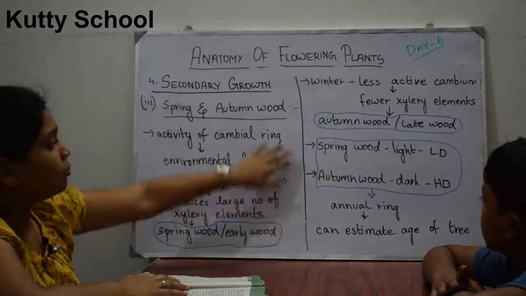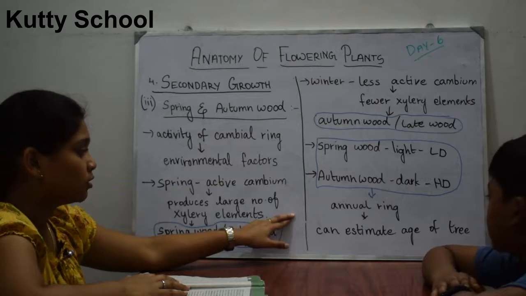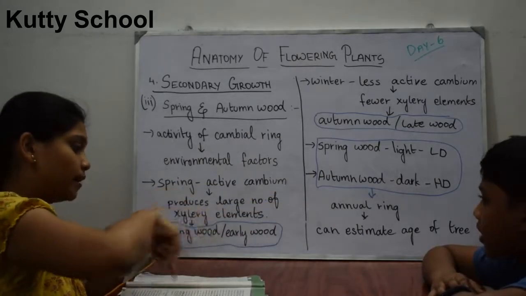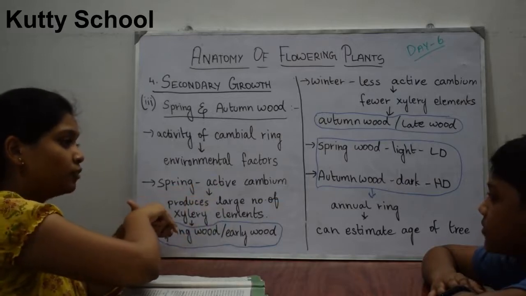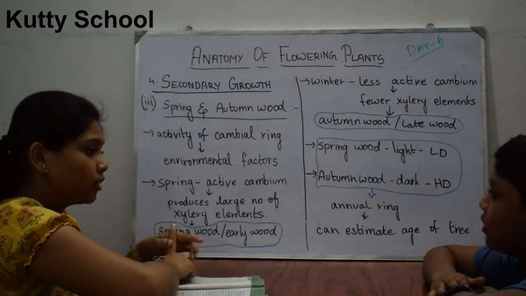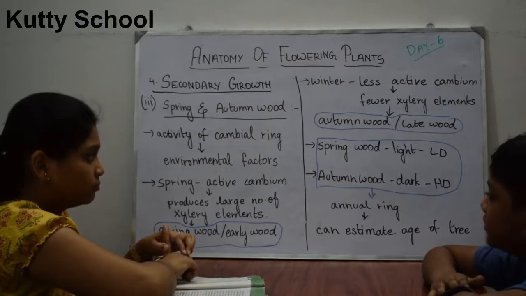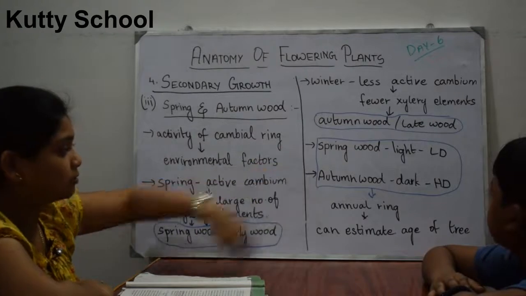The combination of both these rings forms annual rings. So if you cut a stem like this, there will be many rings, right? Light, dark, light, dark. If you count all the dark rings, you can estimate the age of the tree, how many years the tree has grown. So you can estimate the age of a tree by using these two rings, which are known as annual rings.